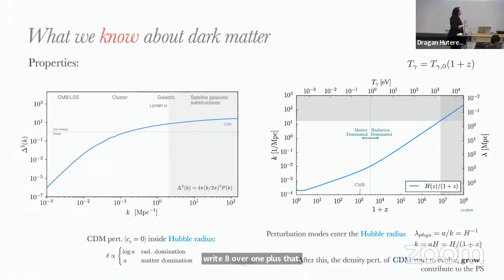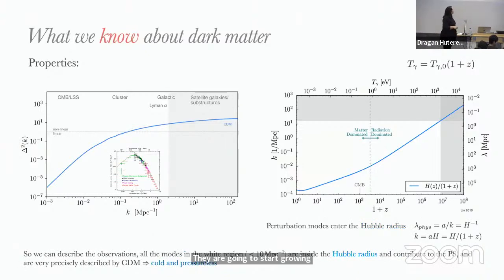Okay, so after the perturbations enter the Hubble radius again, they start evolving again, and they start growing. So they start clustering, growing, so they form the structures we see in the universe today. And then it's when they start contributing to the power spectrum. So when the modes start entering the Hubble radius, they start adding here to the power spectrum that we have. And CDM perturbations grow like this inside the Hubble radius. So we know that as soon as they enter the Hubble radius, the dark matter perturbations are going to start growing.